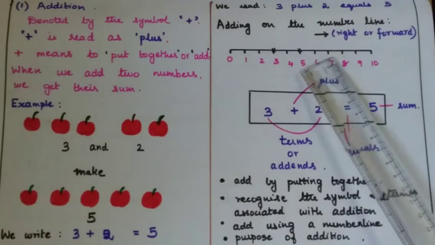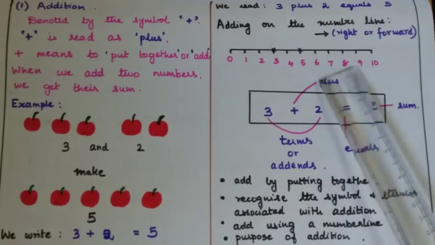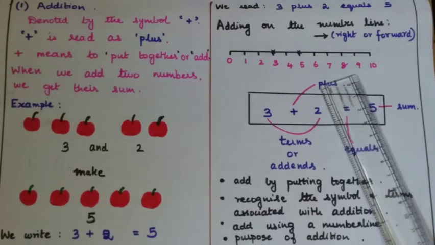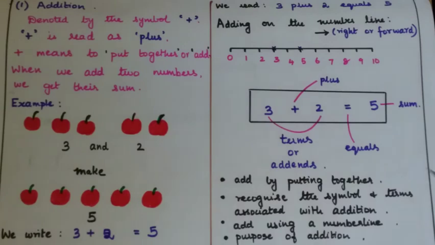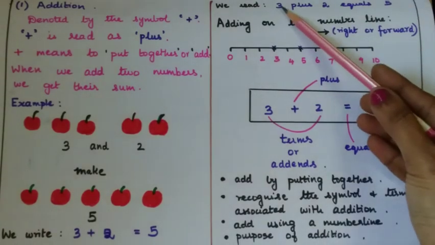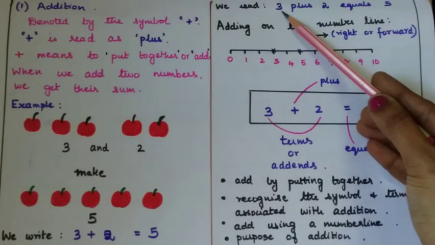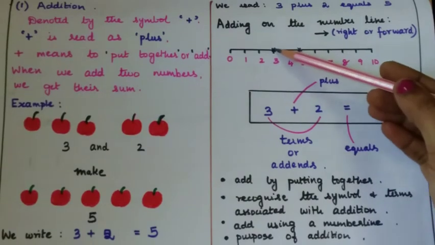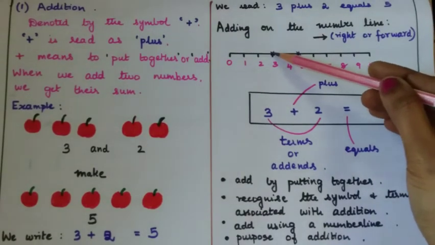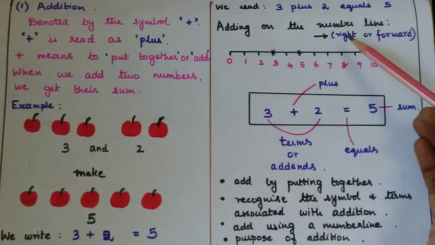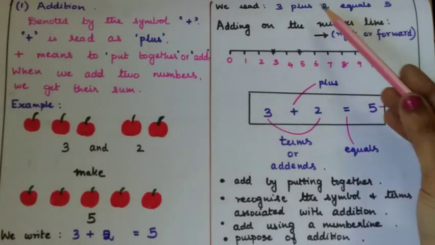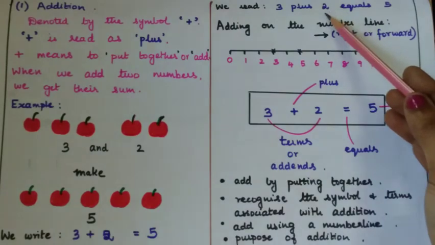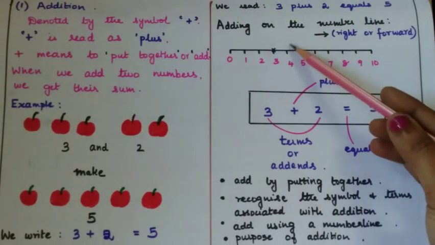Now let's see how to perform addition on a number line. Initially, the child has 3 apples with him. So, we need to start from 3 on a number line. And for addition, we always need to move forward or towards your right on the number line. So, when we start from 3, we need to move forward twice.